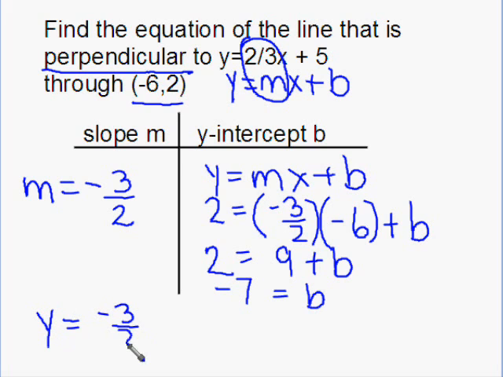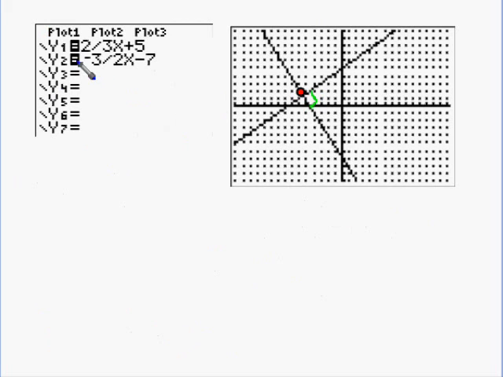Now we can use a graphing calculator to check our work. If we graph the given line 2/3 x plus 5 and the line we came up with -3/2 x minus 7, you'll notice from the graph that they are perpendicular and that our line -3/2 x minus 7 does contain the ordered pair -6, 2. So our work checks out.